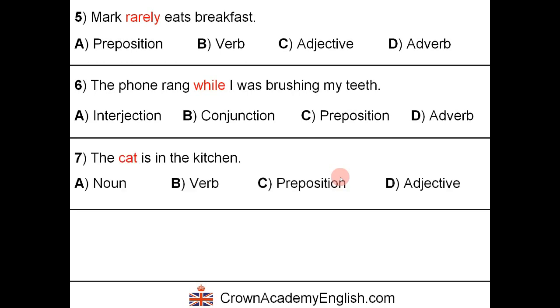Okay, question 7. The cat is in the kitchen. The word in red is cat. So in this sentence, what type of word is cat? Is it A, a noun, B, a verb, C, a preposition, or D, an adjective?